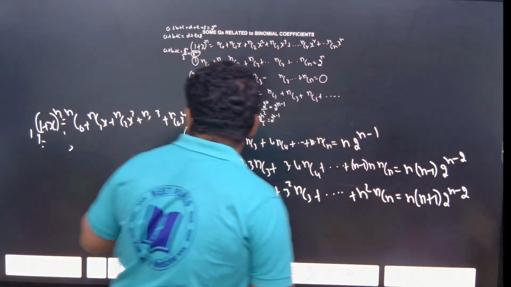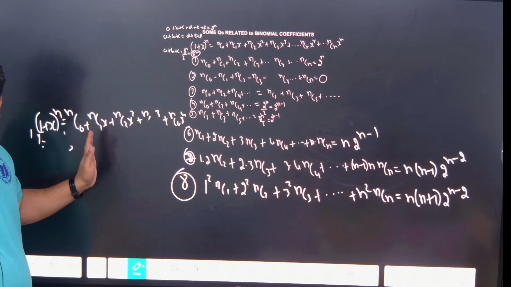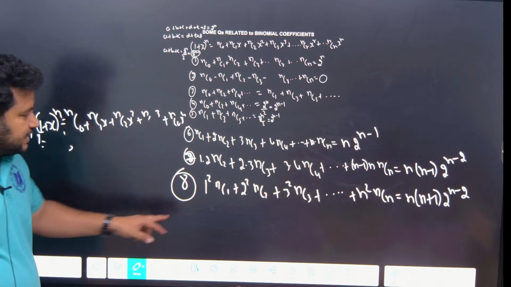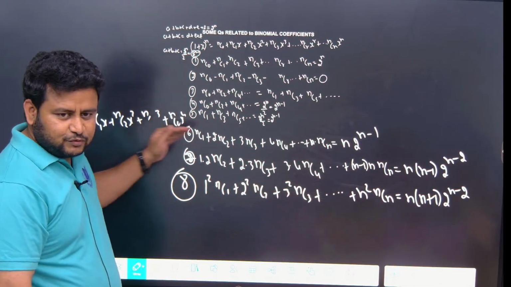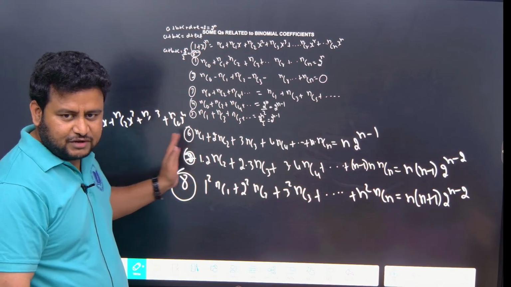See here, for this standard formula, what you will do? Multiply by x on both sides. Then you do only one differentiation. Then put the value of x is equal to 1. Then you will get this formula. See how we are getting this? For this, differentiate and put the value of x is equal to 1. For this, how is it getting? Double differentiation, put the value of x is equal to 1.